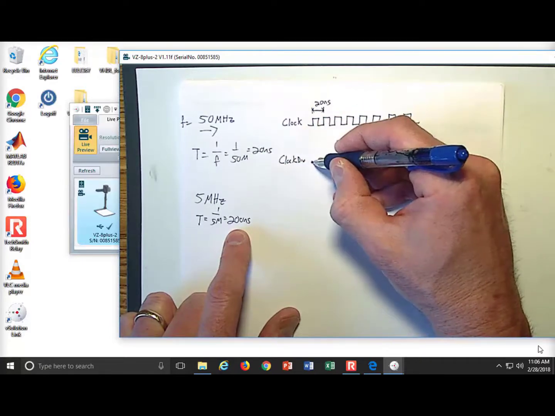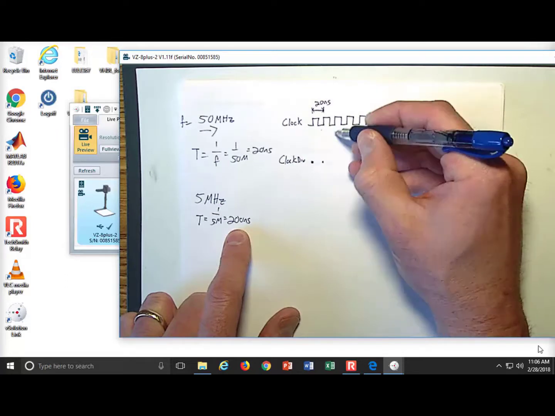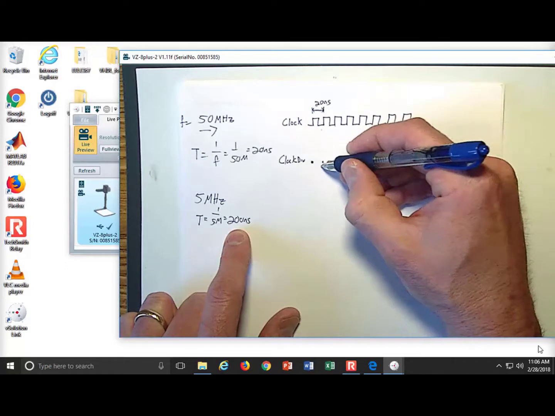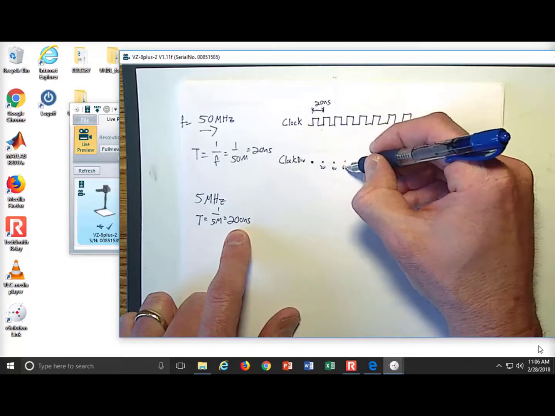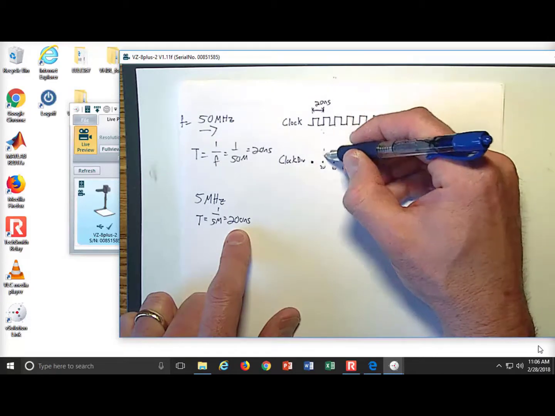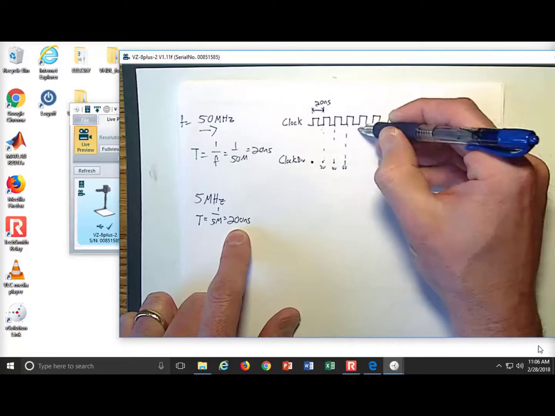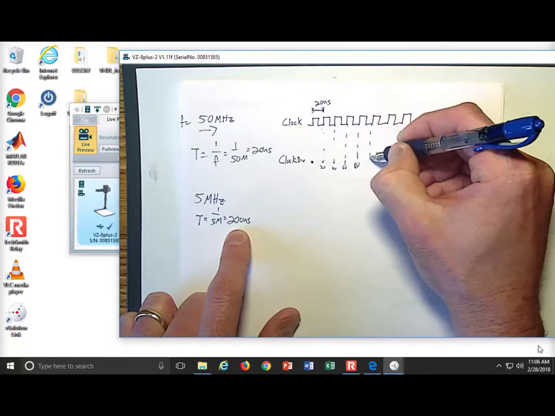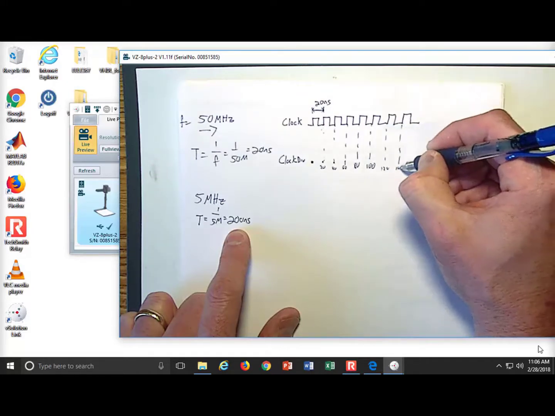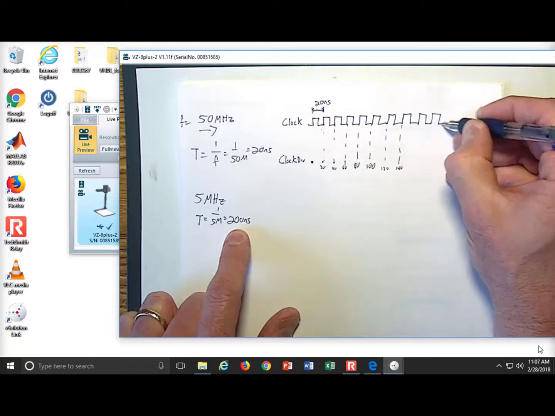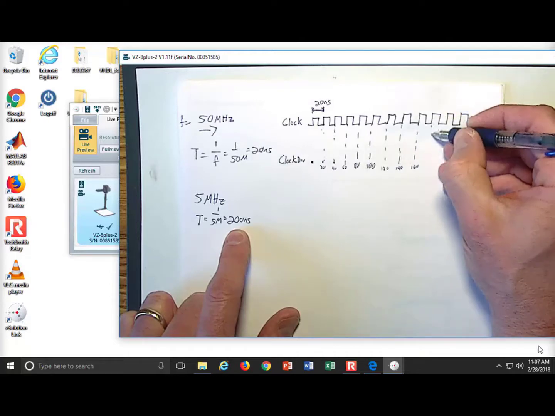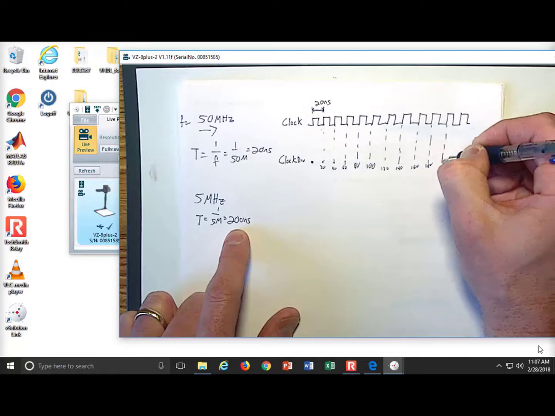We could say that it starts right here, and we go: here's 20, here's 40, here's 60, here's 80, and here is 100. Then over here is 120, over here is 140, and we'll have to take this out just a little bit further so we keep our 50 megahertz going. Then here is 160, here is 180, and then finally here is 200.